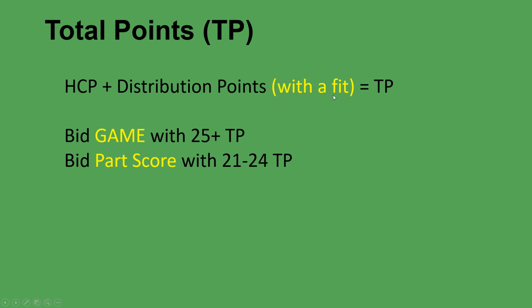So your total points would be equal to your high card points plus your distribution points when you have a fit with partner. So when you have a fit, you bid what we call game when between you and your partner you have 25 or more total points, or you bid a part score when between you and your partner you have between 21 and 24 total points. We'll talk more about games and part scores in later lessons, but you just need to know now that with 25 or more total points you need to bid game, and with a majority of points but less than 25, remember there are a total of 40 high card points in the pack, you will be bidding a part score.